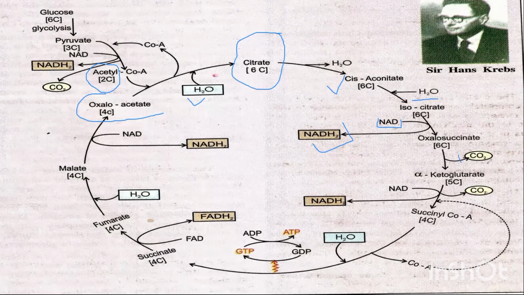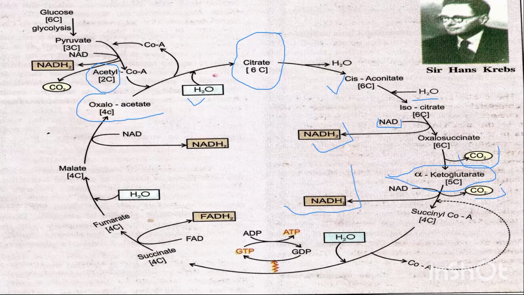Now here you can see there is a removal of carbon dioxide. Out of 6, 1 carbon dioxide removed, so it will remain 5 carbon. Now that 5 carbon compound is called as alpha ketoglutarate or alpha ketoglutaric acid, alpha KGA, containing 5 carbon. Now this 5 carbon alpha KGA again undergo oxidative decarboxylation. During oxidative reaction, NADH2 will be produced, and during decarboxylation again 1 CO2 will be released. So that will be the second CO2 which is released.